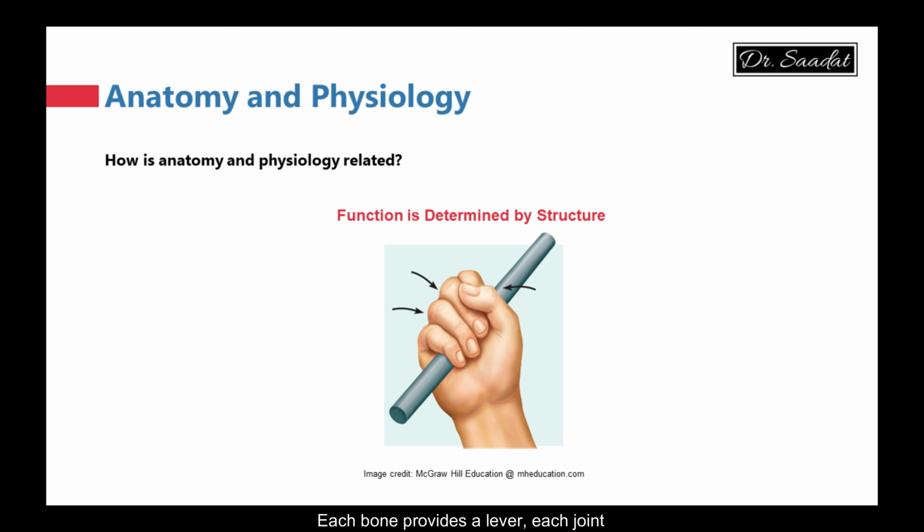Each bone provides a lever, each joint allows movement, and each muscle contracts in perfect coordination to give you that grip. It wouldn't be possible to fully understand the function of our hands without understanding its structure. In other words, understanding the structure of an organ is the key to its function.